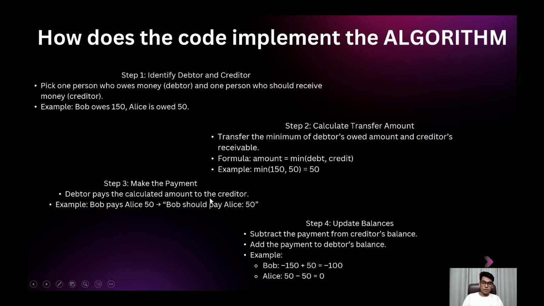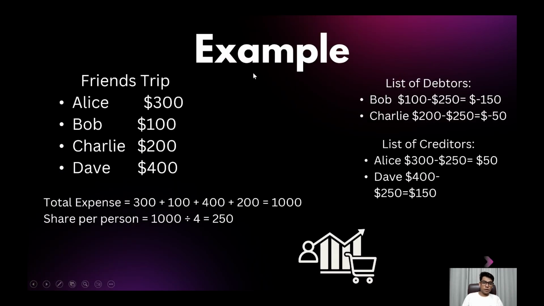How does it work then? Now we had the list of creditors. Dave is owed 150, Alice is owed 50. So now Bob has to pay 100. Now the minimum amount of these two, 100 and 150. Bob is going to pay Dave 100.